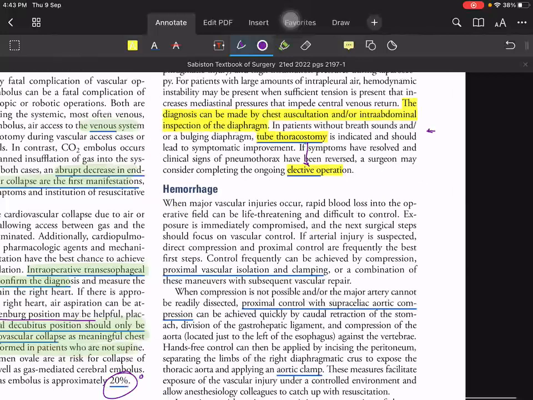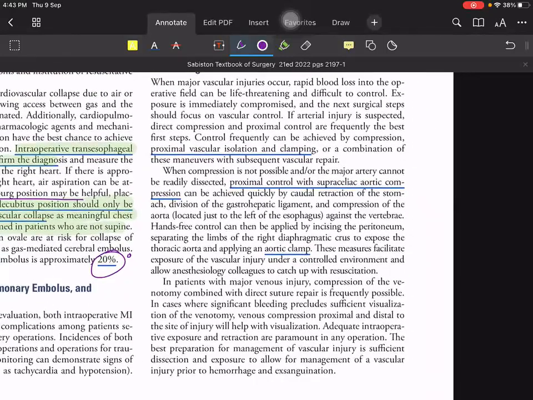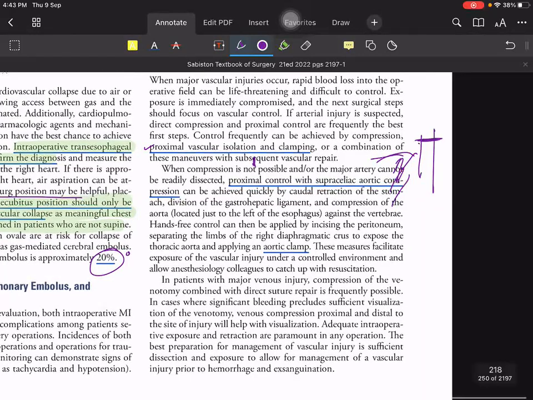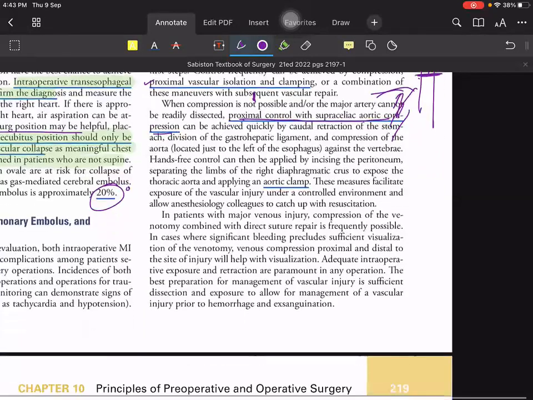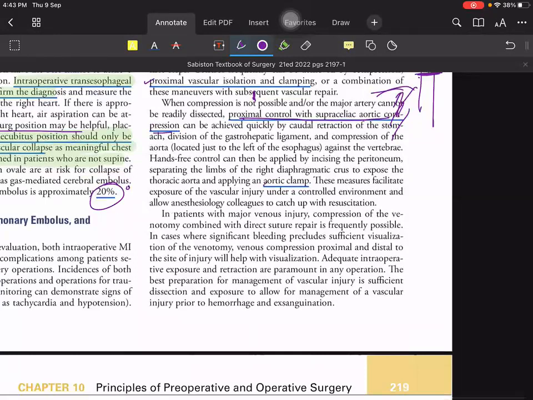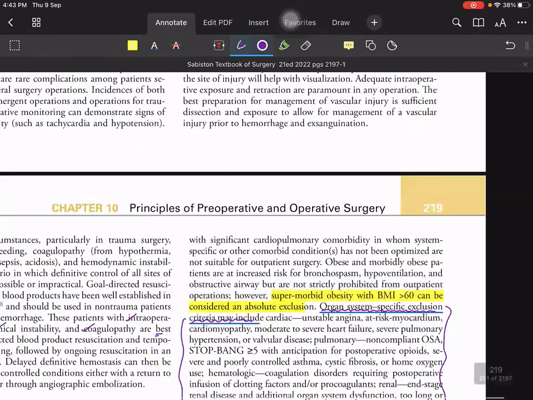So hemorrhage. To control the hemorrhage, you have to go for proximal vascular isolation with clamping. Suppose you are doing any surgery and bleeding is coming, then you go for proximal vascular isolation and clamp the named big vessels. If it is not possible, you can go for proximal control with supraceliac aortic compression, and directly the celiac artery itself you can compress. Even if it is not possible, you can apply an aortic clamp also. Not that big for MCQs.